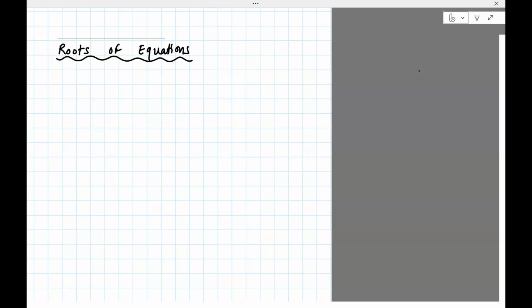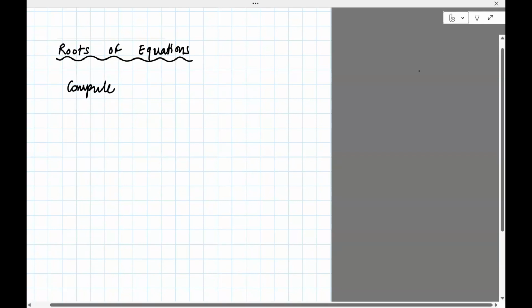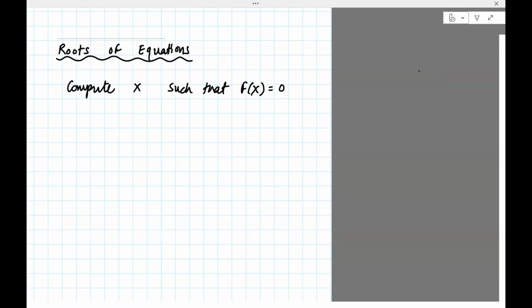What are the roots of an equation? We are interested in this problem: compute x such that f of x is equal to 0.